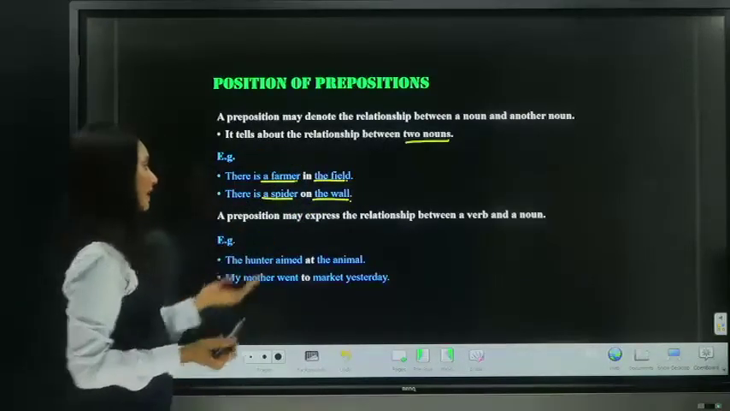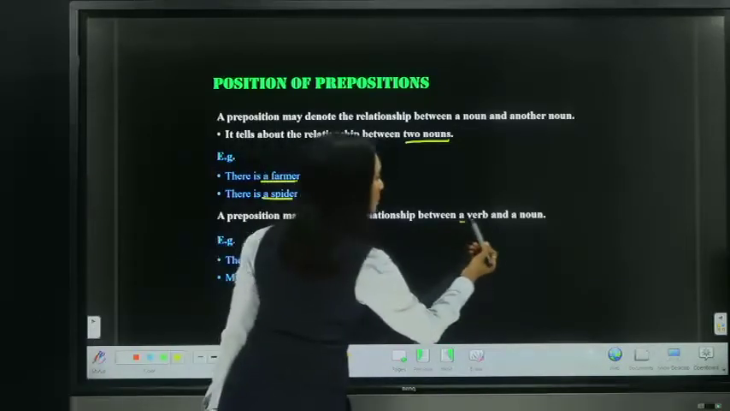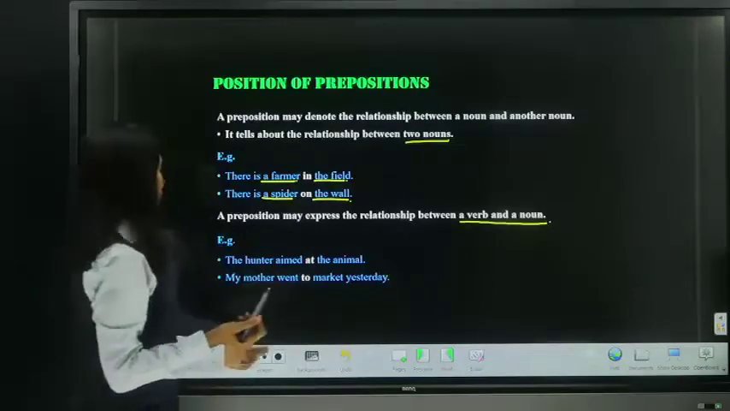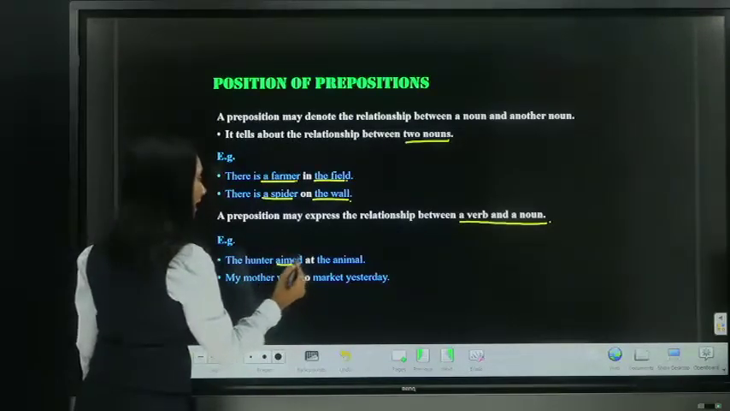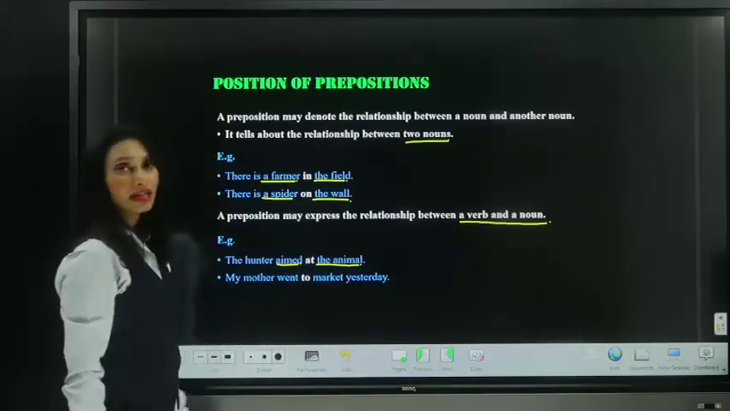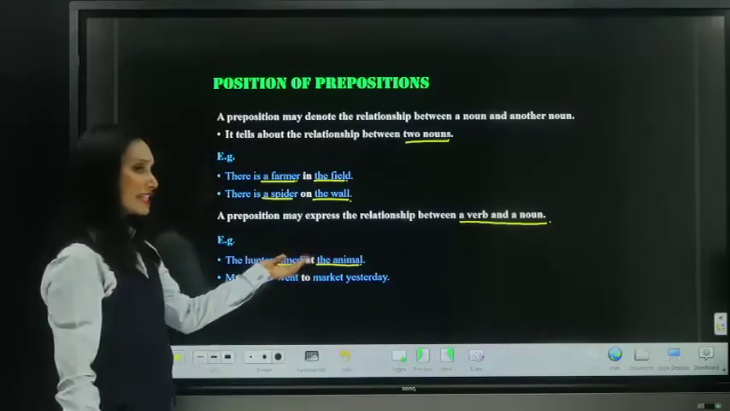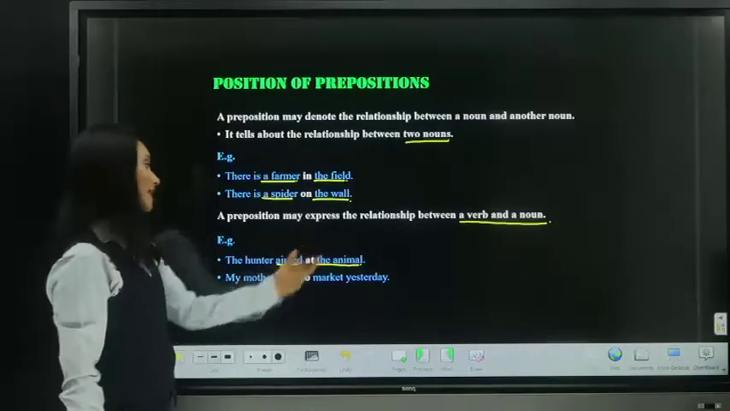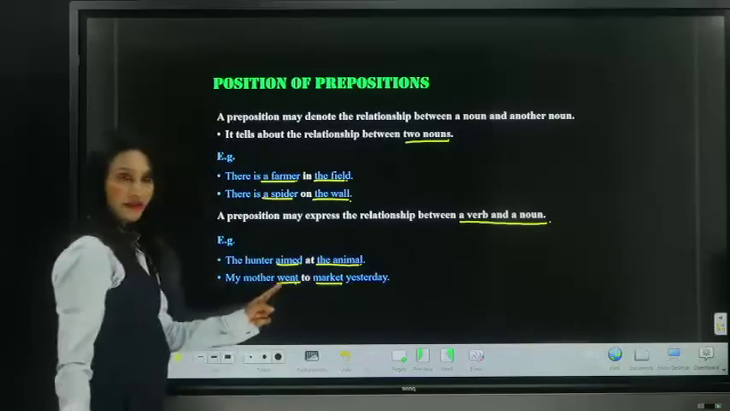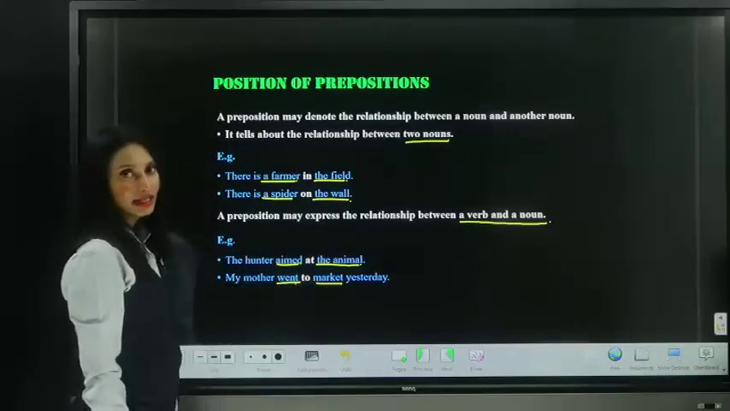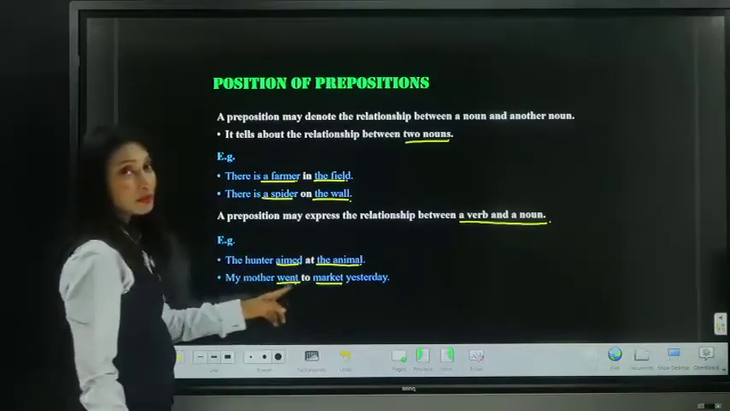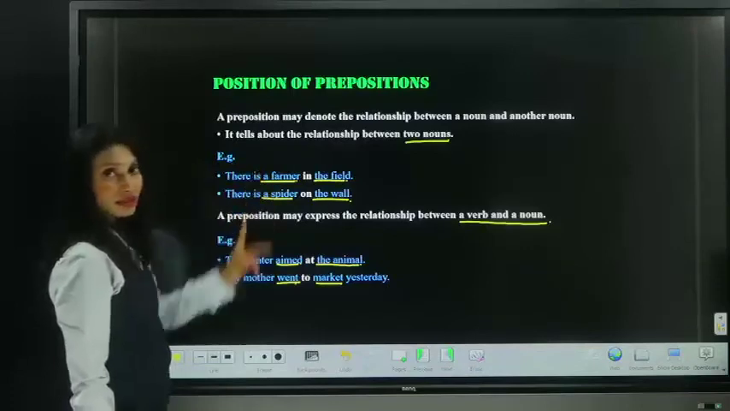Now, look at this one. A preposition may express the relationship between a verb and a noun. For example, the hunter aimed at the animal. Aimed is a verb, animal is a noun. So the preposition at is placed between a verb and a noun. My mother went to market yesterday. Went is a verb. Market is a noun. So two nouns, verb and a noun.